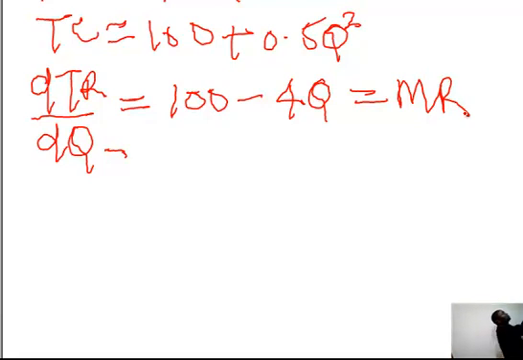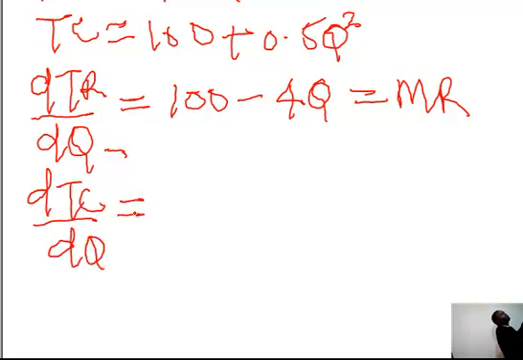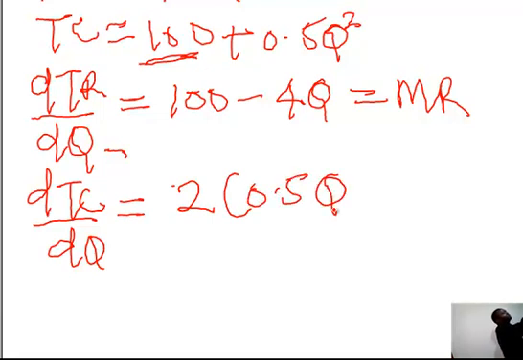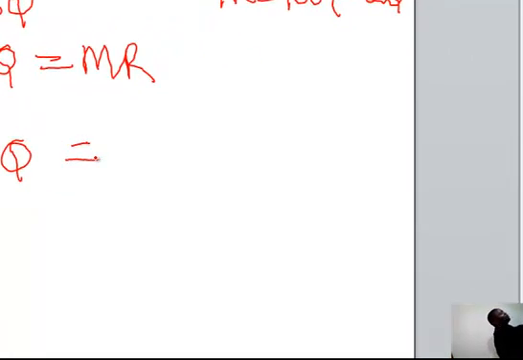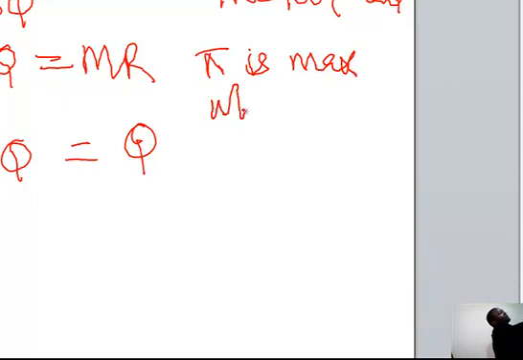Then our total cost now, the TC with respect to output will be equal to, if you differentiate this, the constant gives you 0. Then 2 multiplied by 0.5 Q. So in this case, we have only Q. 2 multiplied by 0.5, we have 1, multiplied by Q, we have this. So now, profit is maximized when marginal revenue is equal to marginal cost.